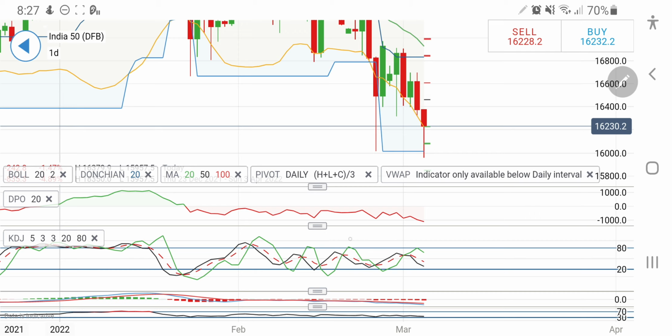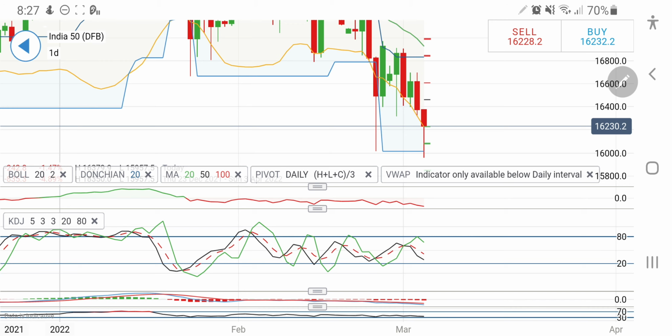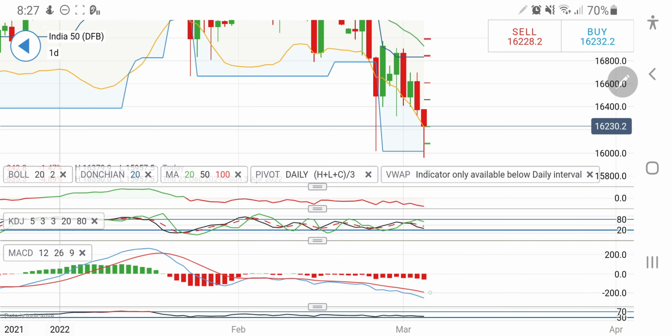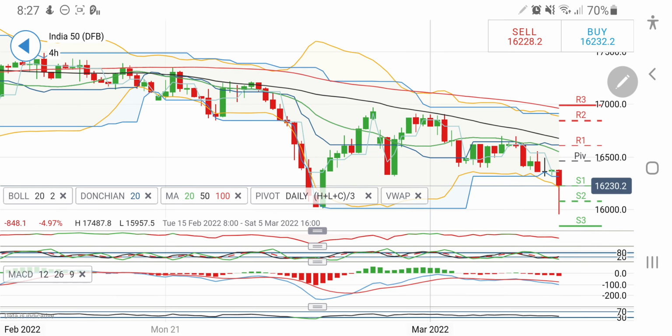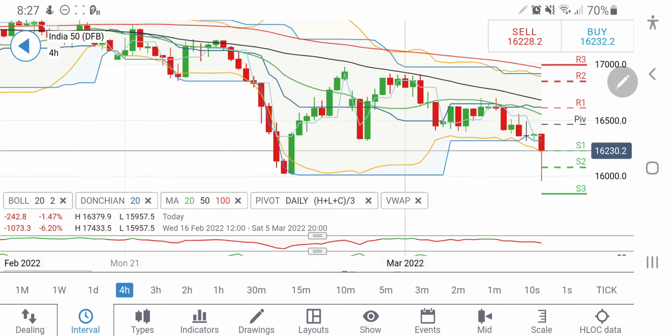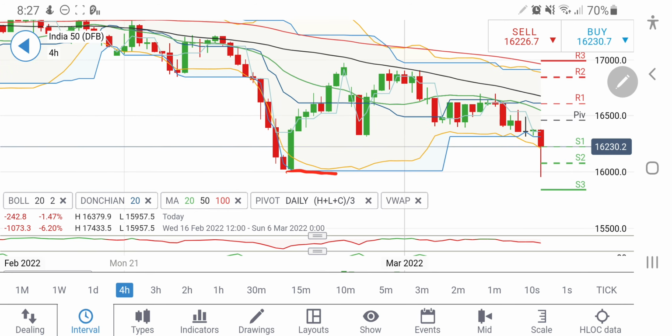This is my expectation. Looking downwards on the stochastic, MACD lines are downwards and trading with a divergence there, a strong divergence there. Now let's have a look at the 4-hour charts. On the 4-hour chart, it has completed this journey. That is my observation.